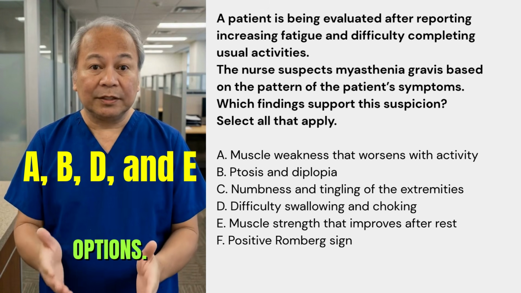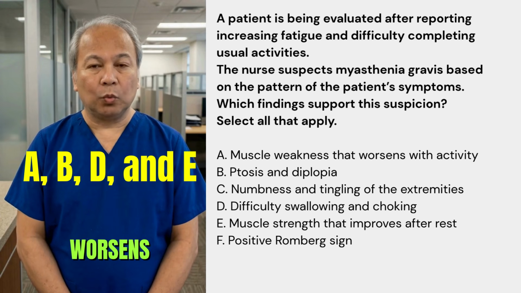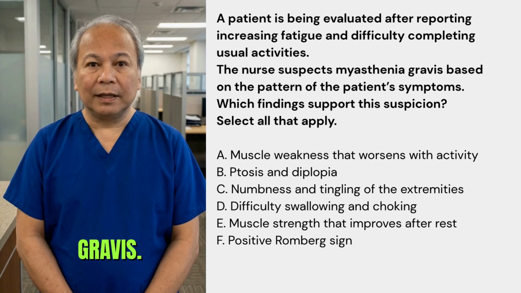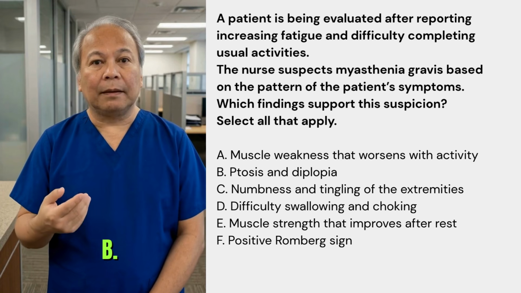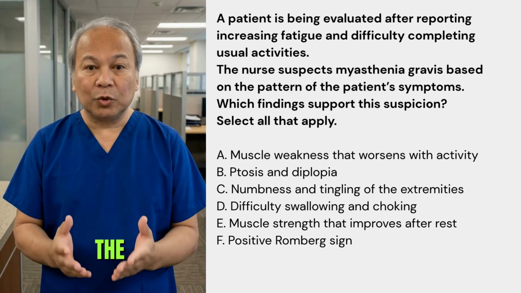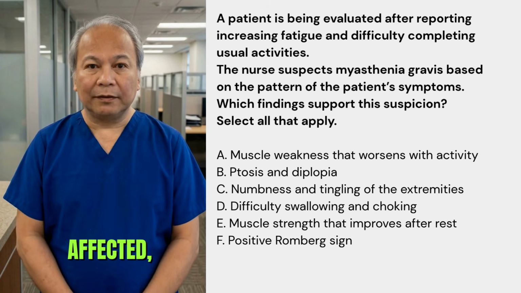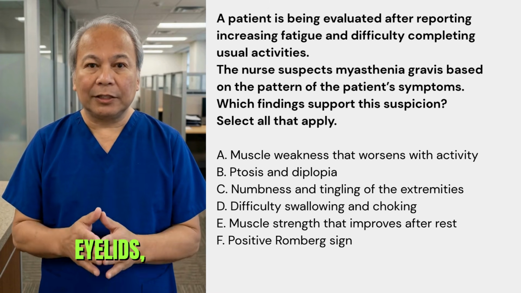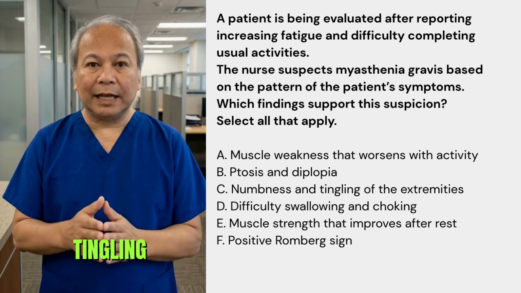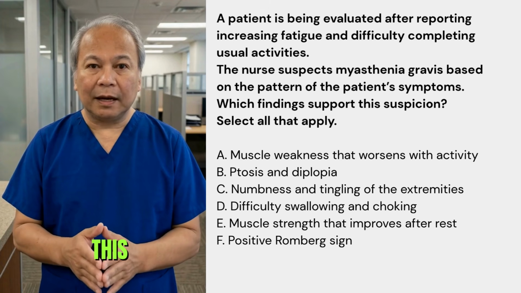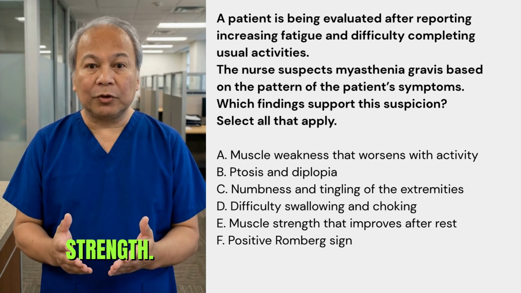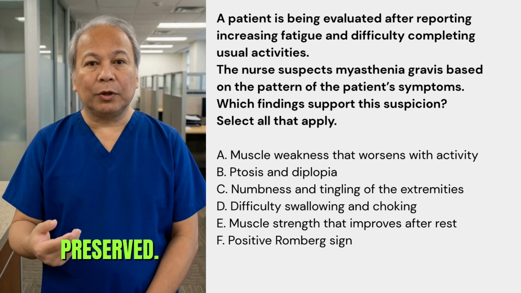Let's go through the options. A. Muscle weakness that worsens with activity. Correct. That is one of the defining patterns of myasthenia gravis. Activity makes weakness worse. B. Ptosis and diplopia. Correct. The muscles controlling the eyelids and eye movements are commonly affected, so you may see drooping eyelids, or ptosis, and double vision, or diplopia. C. Numbness and tingling of the extremities. Incorrect. This is a sensory finding. Myasthenia gravis primarily affects skeletal muscle strength. Sensation is generally preserved.